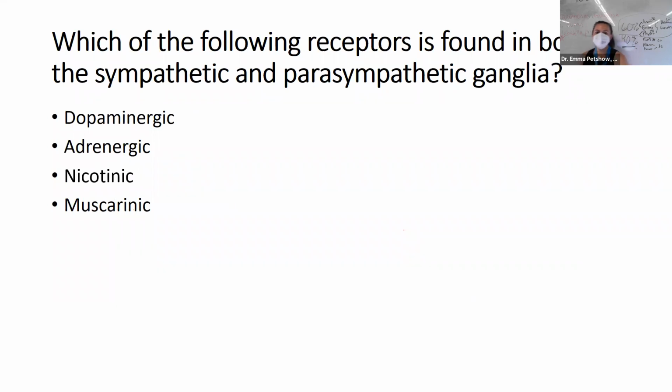Okay. Which of the following receptors is found in both the sympathetic and parasympathetic ganglia? Another way of asking a question we asked earlier. What receptor is found in both? Dopaminergic, adrenergic, nicotinic, or muscarinic? It is nicotinic. Nicotinic at our ganglia, our presynaptic ganglia. At that synapse is nicotinic receptors binding to acetylcholine in both systems.